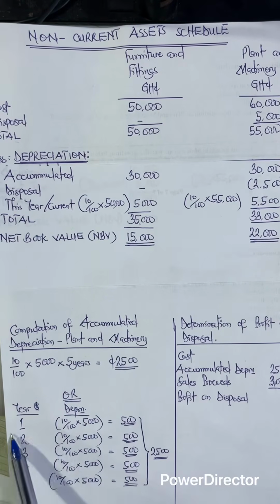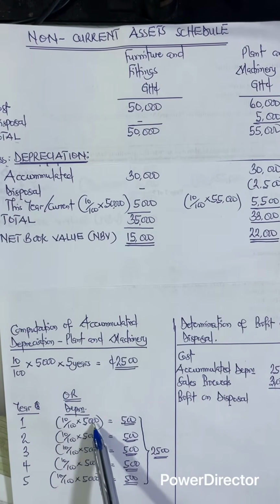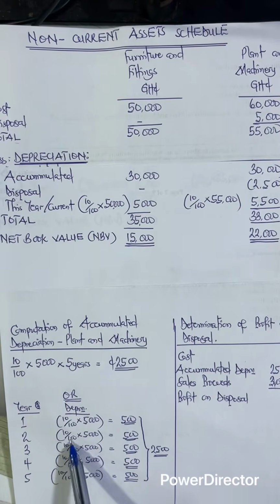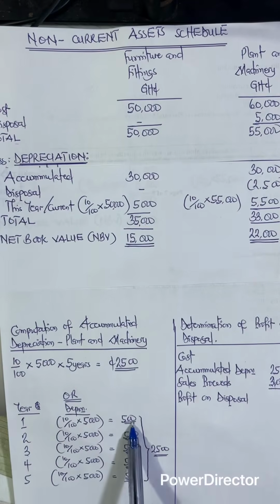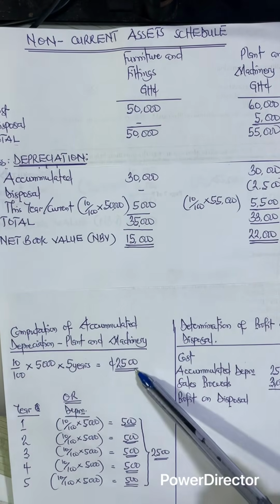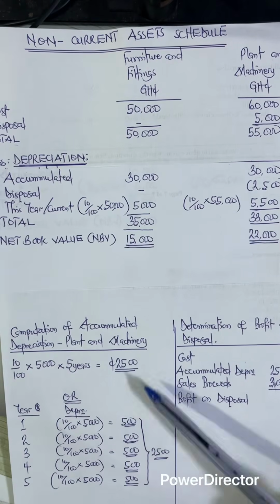Or if it is 5 years and every year is 10% on the cost, 10% times 5,000 will give you 500. It is on cost, straight line. So every year, 10 over 100 times 5,000. For 5 years, when you sum up all the depreciation for the 5 years, you get 2,500, which is the same as this 2,500 here. So it's either you use this or you use that. You still get the same answer.